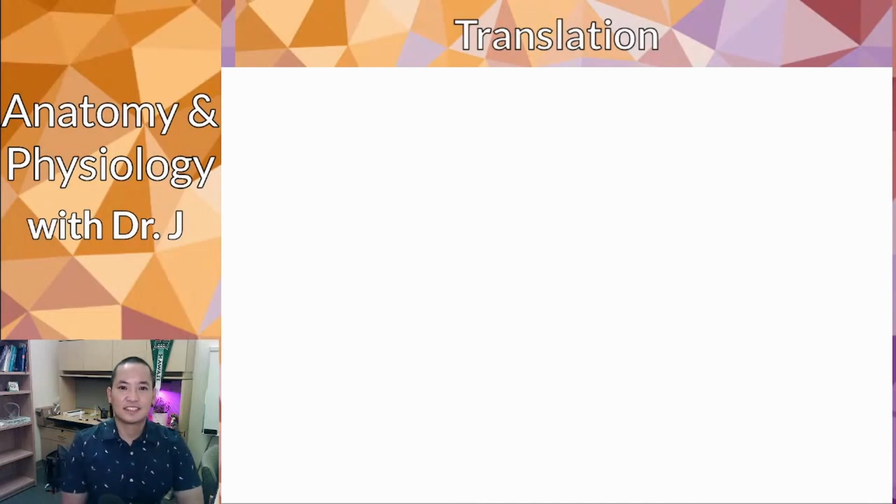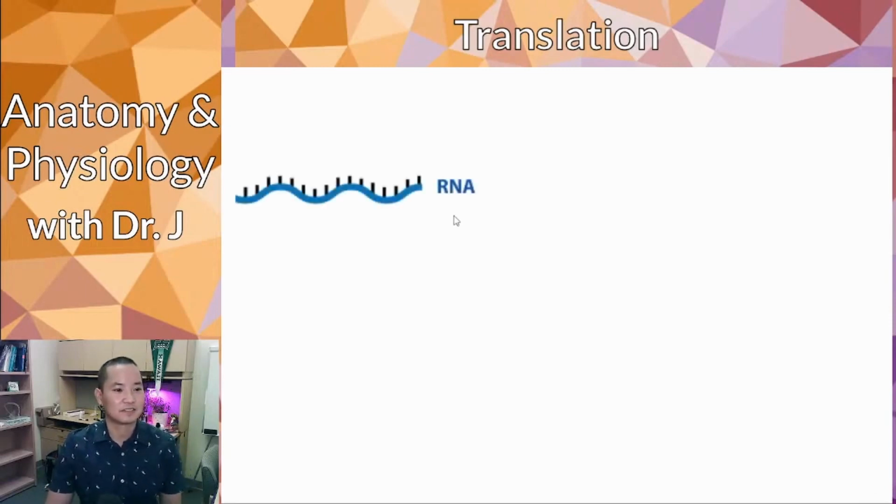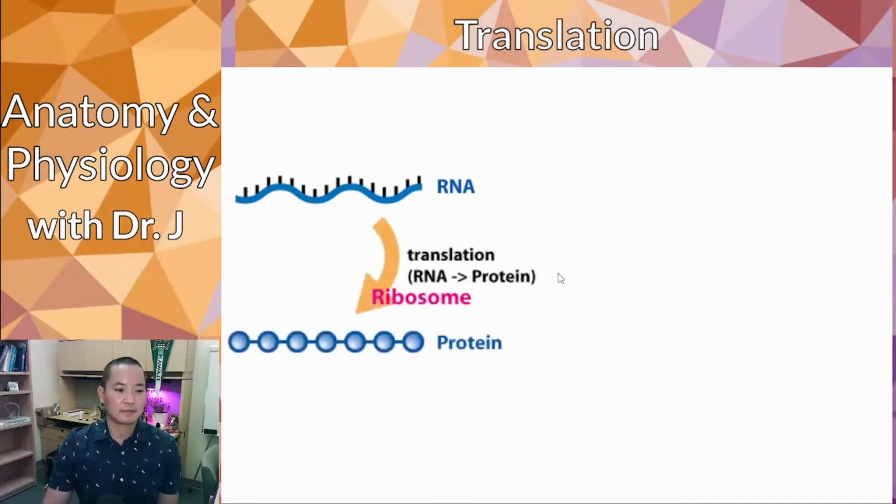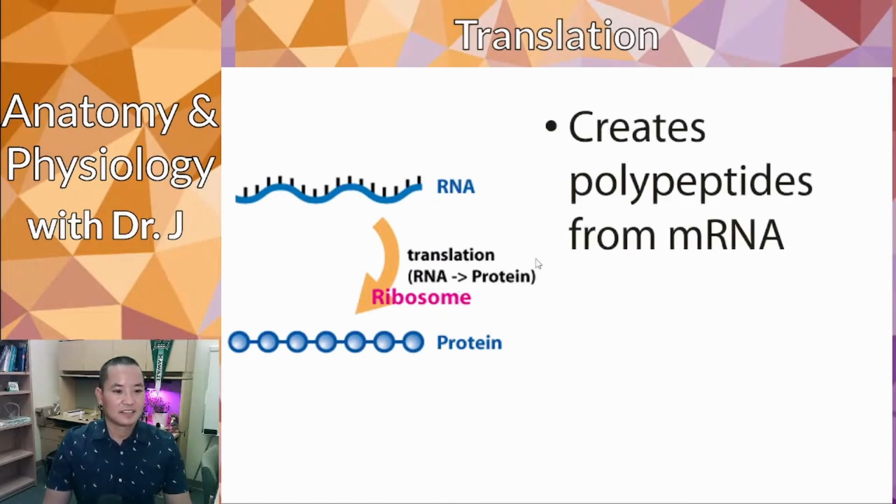Now, translation. What we just covered with going from DNA to mRNA is transcription. Translation is different. For translation, you take RNA and then you finally make that protein. And again, those ribosomes, those enzymes, are very important. What you're doing is creating polypeptides from mRNA.